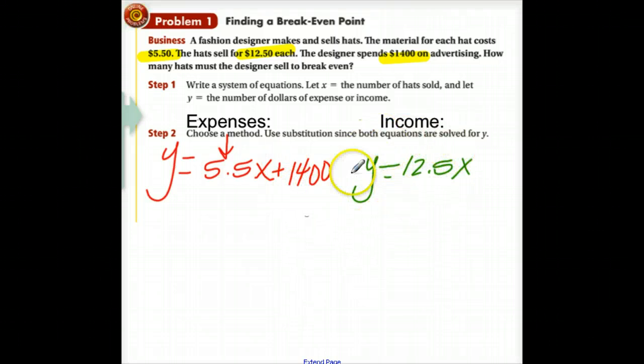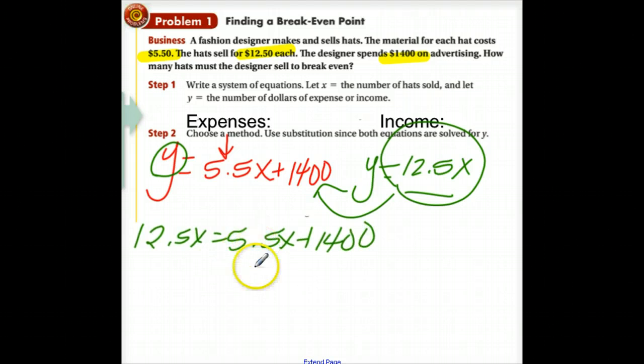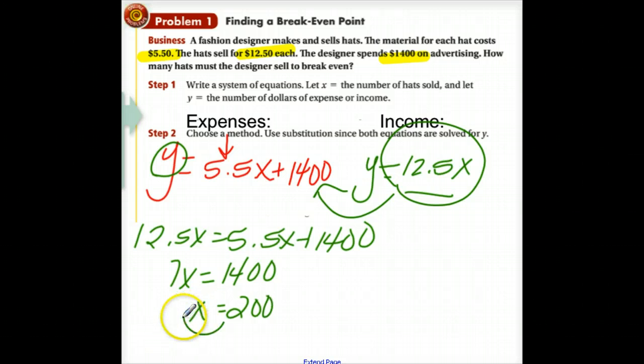I'm going to use substitution since this equation is already set for the variable y. I'm going to plug 12.5x into this equation. So y is right here, which I'm replacing. 12.5x equals 5.5x plus 1,400. Subtract my 5.5x, I get 7x. Divide by 7, x equals 200. Since x stands for my number of hats sold, I can stop right there. And my answer to the problem, this fashion designer would need to sell 200 hats in order to break even.